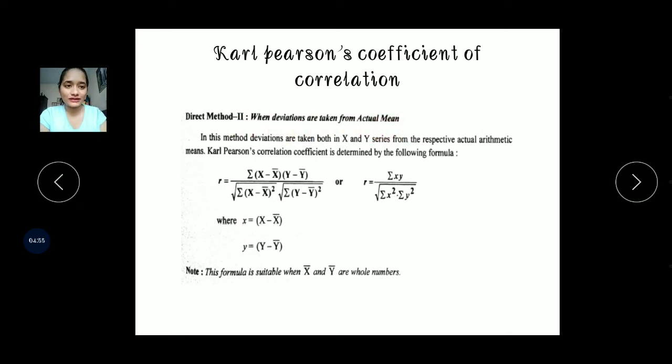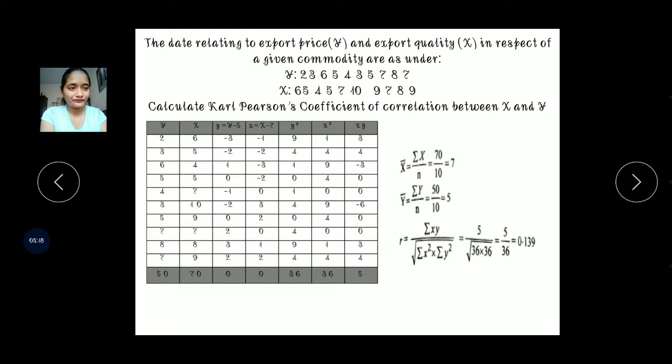In this method, we take the deviations of x and y series from actual arithmetic mean. We'll find out arithmetic mean and we'll take deviation from actual arithmetic mean. So firstly we need to find out x bar and y bar, and then we'll use this formula. Okay, let's see this. The same question I have taken here.